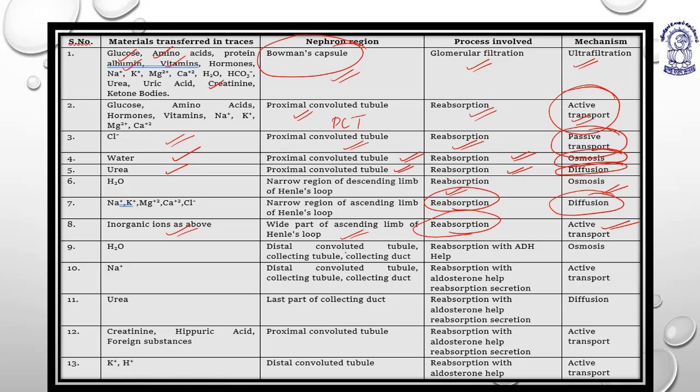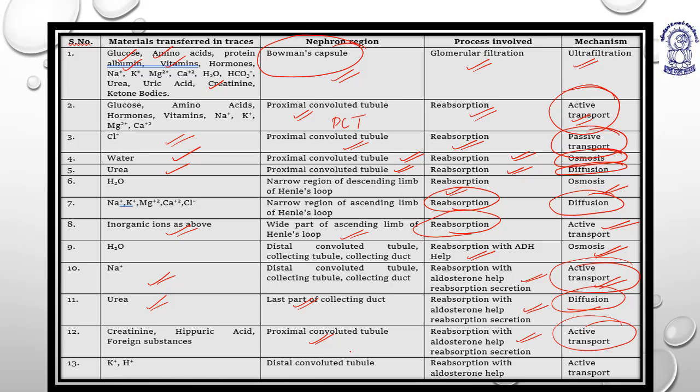Water in the distal convoluted tubule, facultative reabsorption, and in the collecting tubule and collecting duct, is reabsorbed with the help of ADH, by osmosis. Na+ in the distal convoluted tubule, collecting duct and collecting tubule is reabsorbed with the help of aldosterone, by active transport. Very important. Urea in the last part of the collecting duct is reabsorbed by diffusion. Creatinine, hippuric acid and foreign substances in the PCT are secreted by active transport.